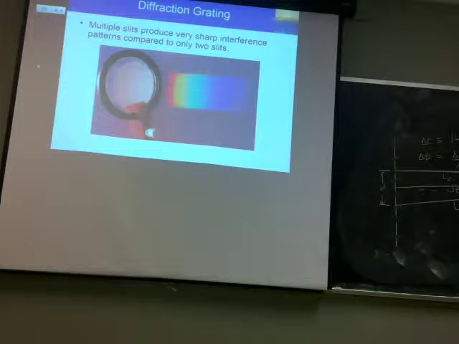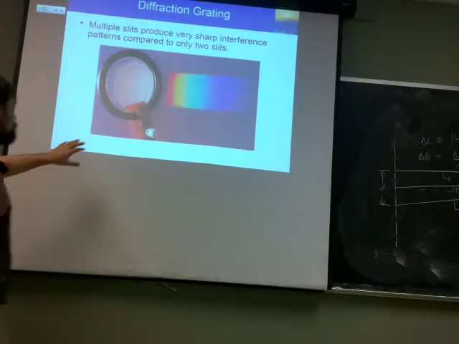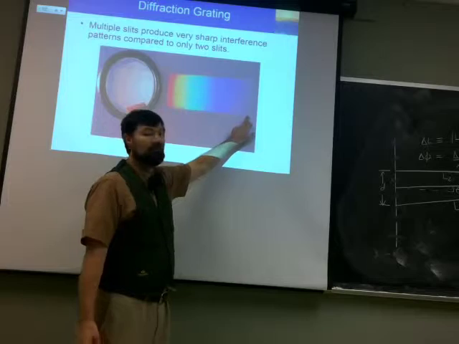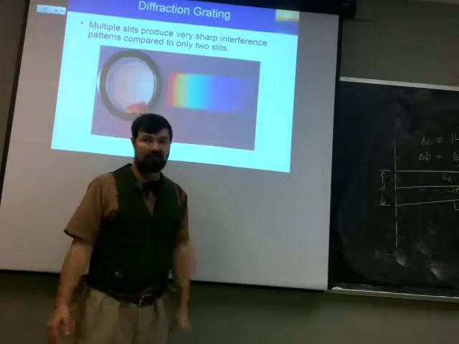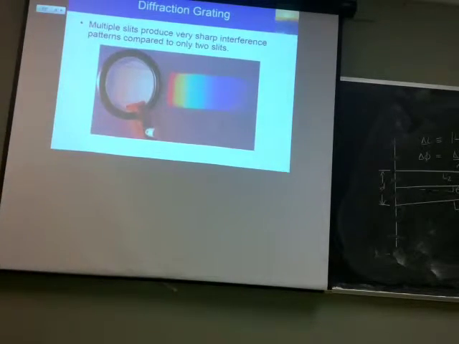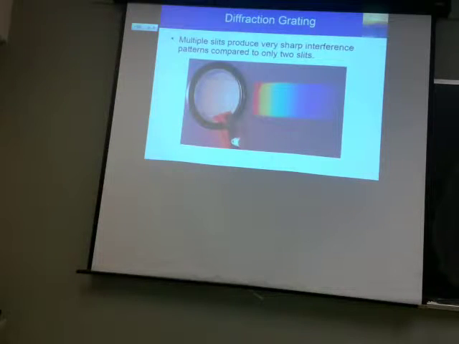If you shine white light through it, and this is what this picture is showing, then you get a rainbow on the other side of it.